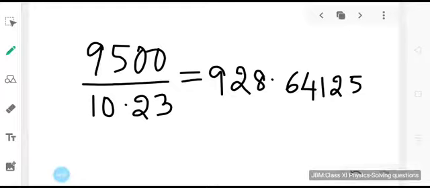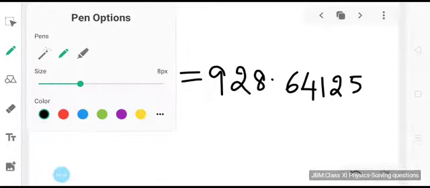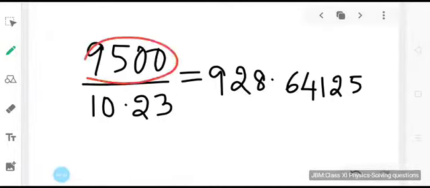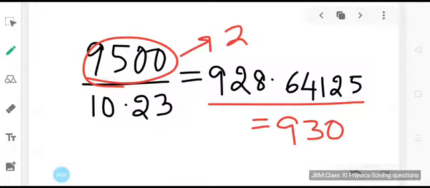As 9500 has the minimum number of significant figures, that is 2, the quotient can have only two significant figures. So, on rounding off, we obtain the quotient equal to 930. So, if you were to divide 9500 meter by 10.23 meter, the quotient will have 4 significant digits. In that case, the quotient will be 928.6, because that is a part of the measurement.